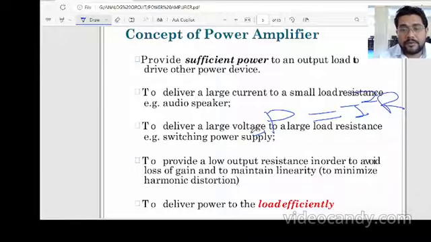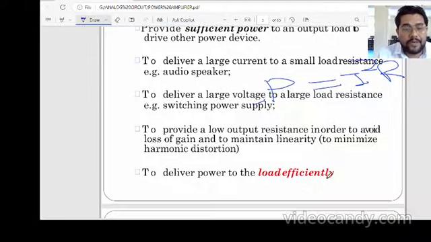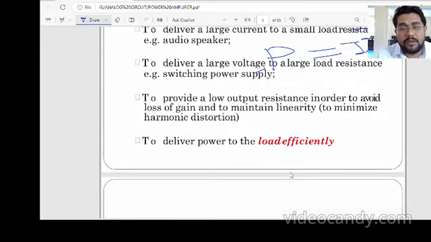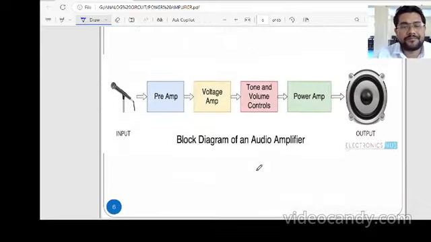To deliver a large voltage to a large load, the power supply must provide a low output resistance in order to avoid loss of gain and maintain linearity, to minimize harmonic distortion, and to deliver the power to the load efficiently.